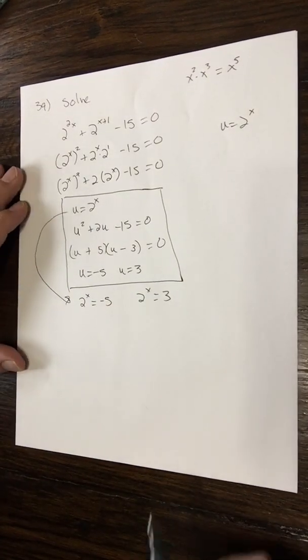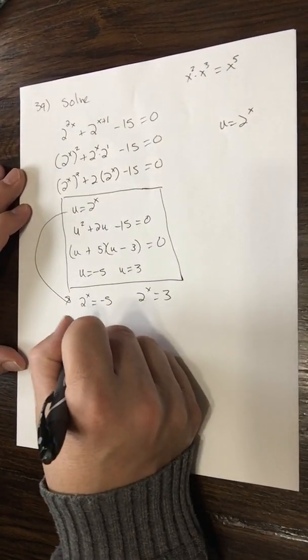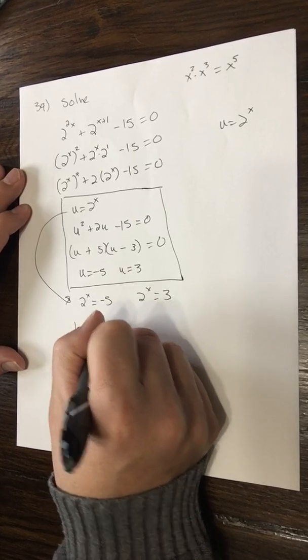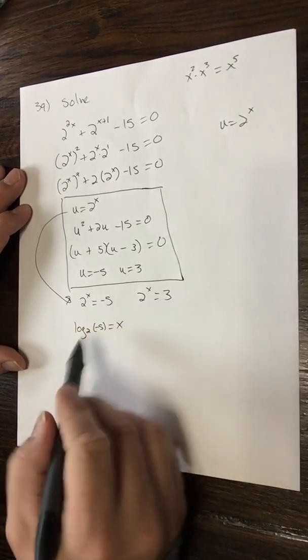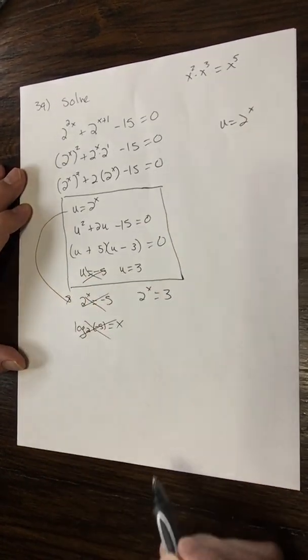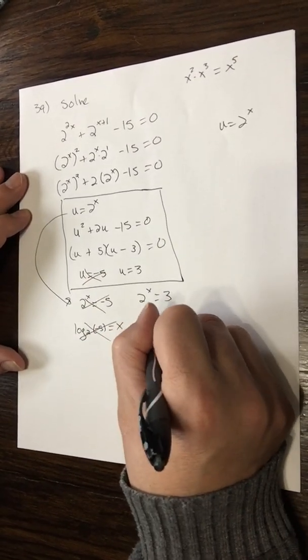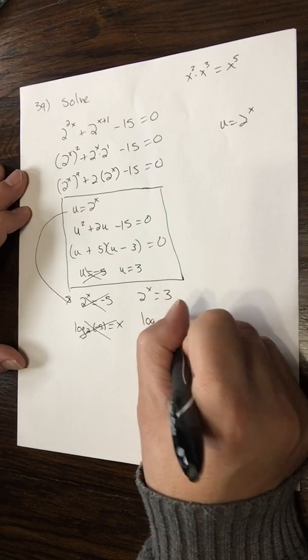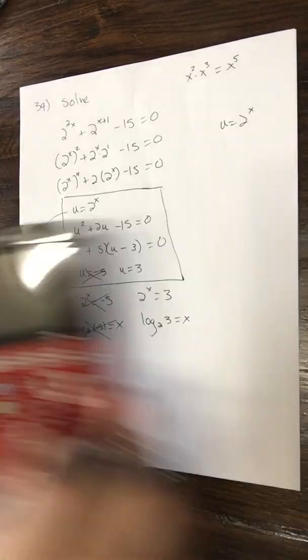All right, so I'm going to solve that. I'm going to rewrite log base 2 of negative 5 equals x. You can't take the log of a negative number. That's out, that's out, that's out. Extraneous solution. Then I'm going to rewrite this log base 2 of 3 equals x. That one I can actually do.